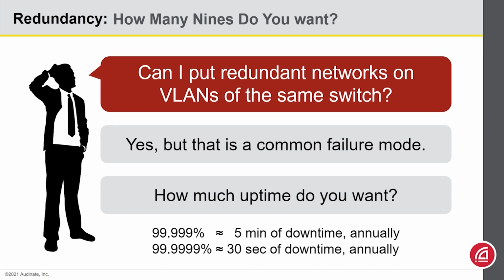And just to put that in perspective, 5 nines of uptime means you have about 5 minutes of downtime annually. 6 nines means you have about 30 seconds of downtime annually. And this goes to just how reliable networks are. This amount of time probably doesn't represent a failure as much as it represents your scheduled maintenance.